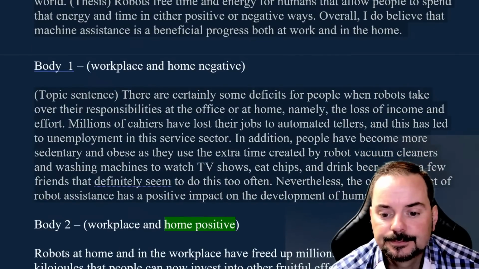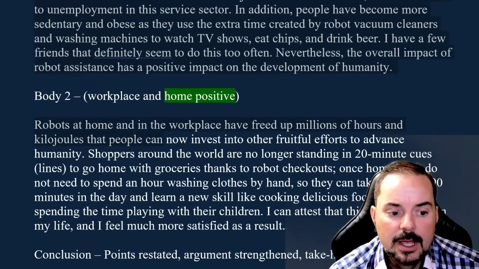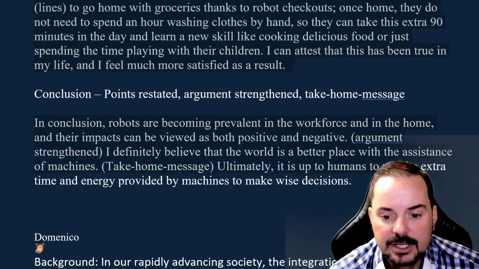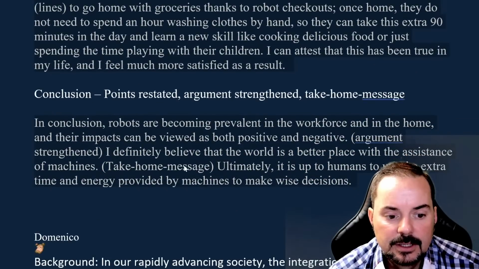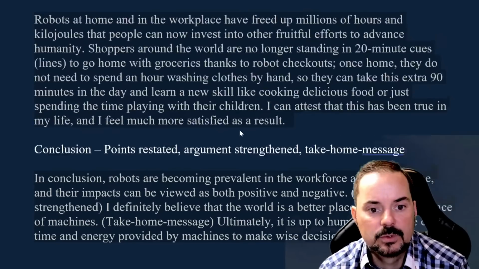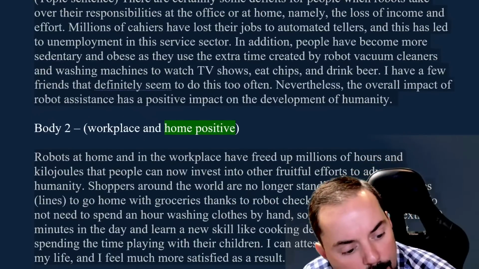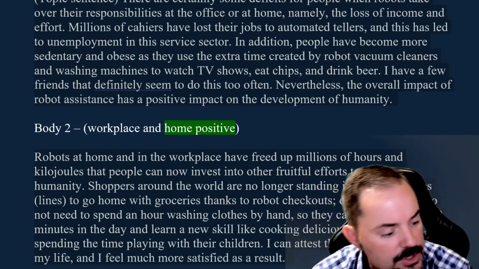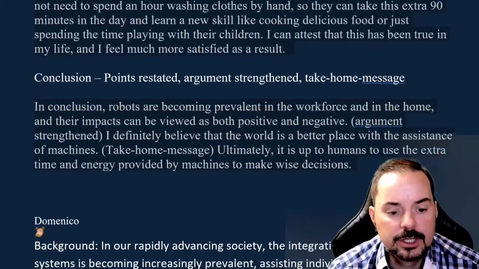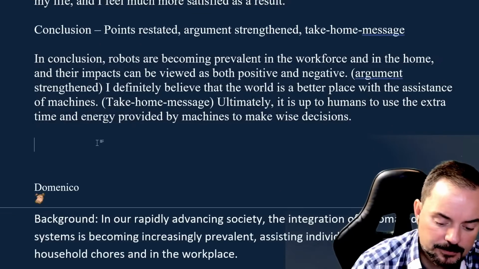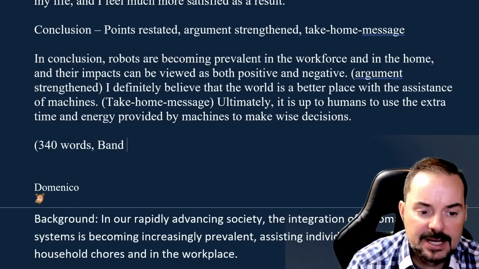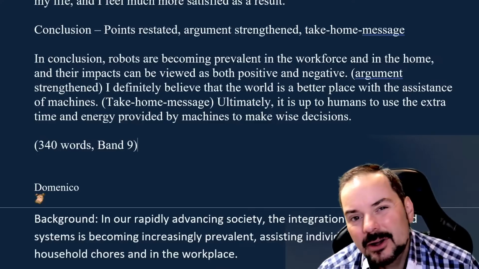Okay. And I'll take out all the extra words this time so we get an exact number. Okay, so I'm going to try to see if I can. I can't. Okay, well, let's just say there's about 20 of those words within. So that's about 340 words. Okay. So that's roughly 340 words. Band 9. That's about right.